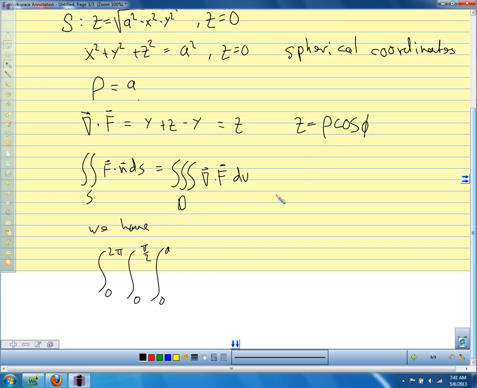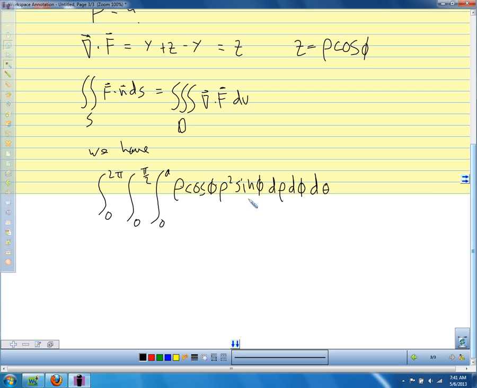Z is rho cosine phi, so I have rho cosine phi. So phi is from the positive z-axis down, then we'll rotate around. What's that? Oh, yeah, not theta, thank you. And then our dV in spherical coordinates, rho squared sine phi, d rho, d phi, d theta.